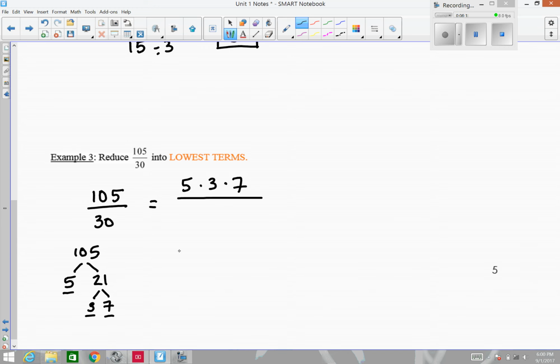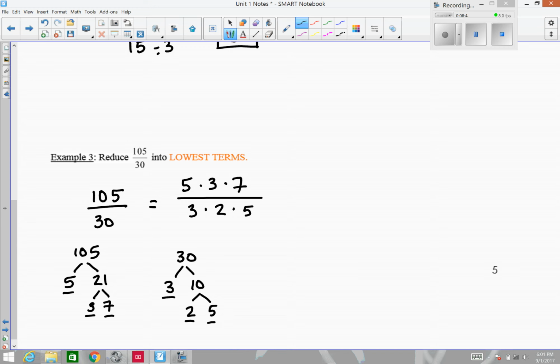Now I want to take a look at the 30, and I want to break that down into its prime factorization. 3 and 10 are two factors of 30. 3 is prime, but 10 is not. So I'm going to break 10 down into 2 times 5, and both of those are prime, so I'm finished, and I have 30 equivalent to 3 times 2 times 5.